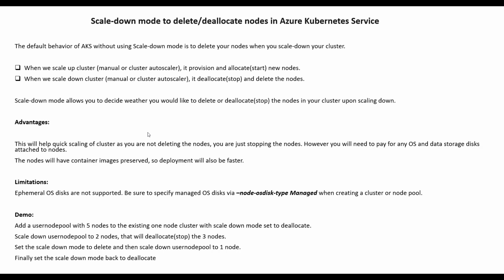Basically, scale down mode helps quickly scale up the cluster, as we are not deleting the node, we are just stopping the nodes. However, we will still need to pay for any OS disk and data storage disk attached to the nodes. The nodes will have container images also preserved, so the deployment will also be faster.